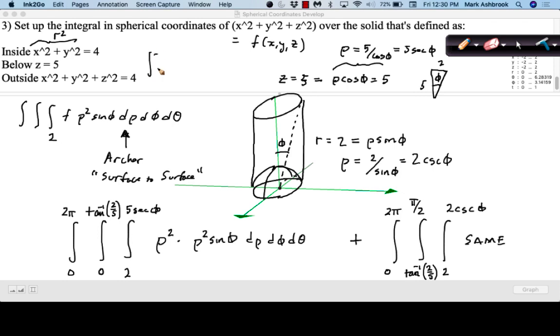dz goes from the bottom surface to the top surface. Is that 1 or 2 integrals? Well, you could do the integral of the cylinder minus the integral of the sphere. No, you don't. It would just be the square root of 4 minus r squared. You don't do it as a minus. So dz means bottom to top, right? Bottom surface to top surface. What's the bottom surface? Just the sphere. What's the top surface? z equals 5.